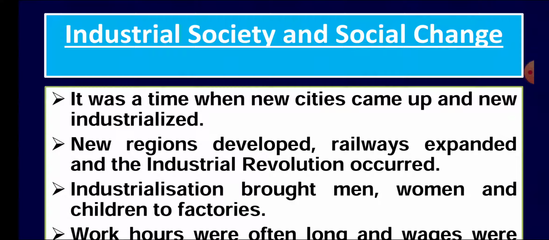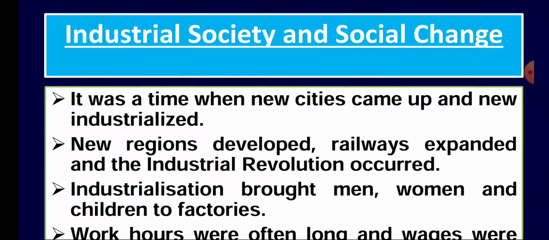So here in the first point you can see it was the time when new cities came up. As you all know, there was industrialization in Europe in the 18th century, mid of the 18th century, around 1750s and after. So in Europe it spread, and till the beginning of the 20th century there were many industries in Europe as well as in Russia. Half part is in Asia, half is in Europe. New regions developed, railways expanded.